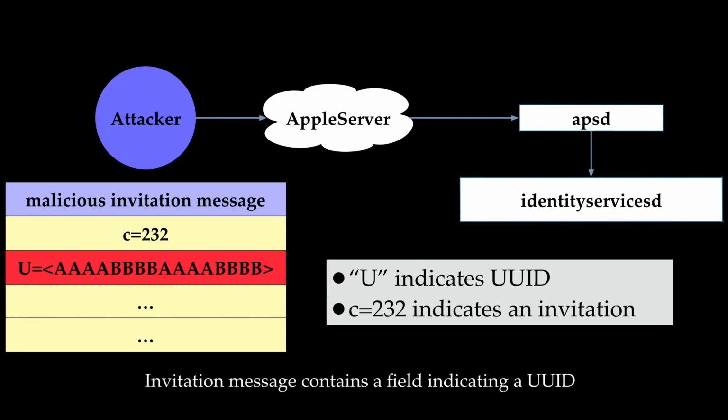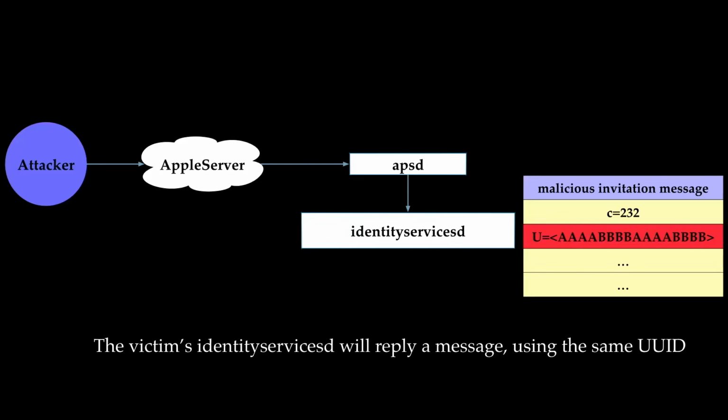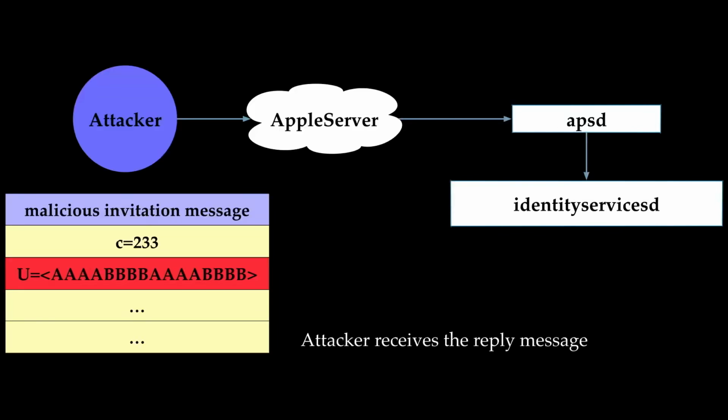When we send an invitation out, we notice that the invitation dictionary has a UUID. The UUID is just some random numbers without any special meaning. But we found a way to force the receiver to reply with a message. In the replied message, we found the same UUID. So basically, no matter whether the receiver accepts or declines or ignores the FaceTime call, we can force the receiver to generate a reply message. And so far, nothing special.